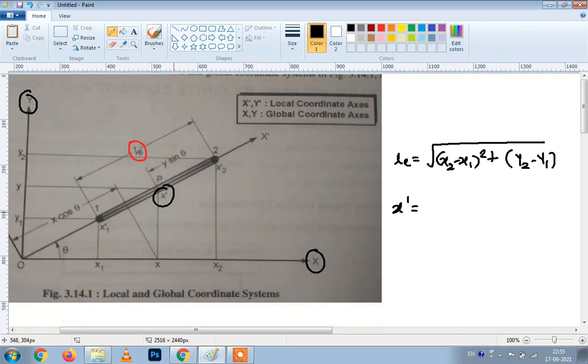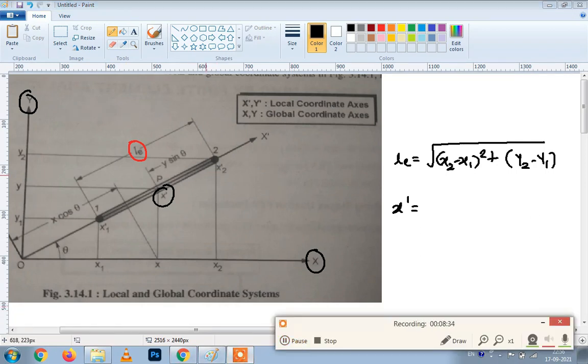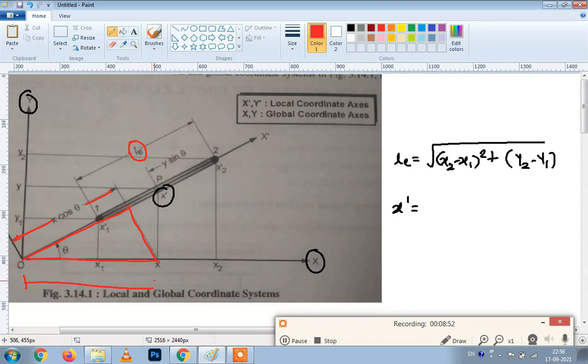Observe it carefully. This x dash is nothing but, if we consider this particular triangle, we want to find out this x dash. How can we find it? These two distances we have to simply sum up. Distance 1 is this one. Now here one triangle is created. This side is nothing but x, this angle is theta. So this particular side, how will we get it? Using the cos relationship, x cos theta.